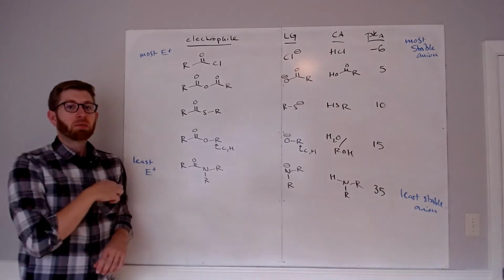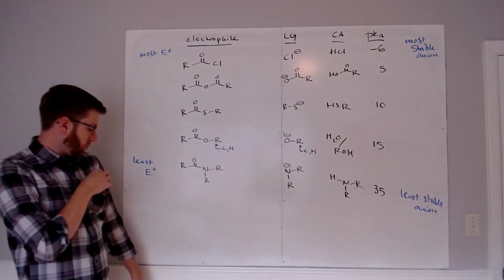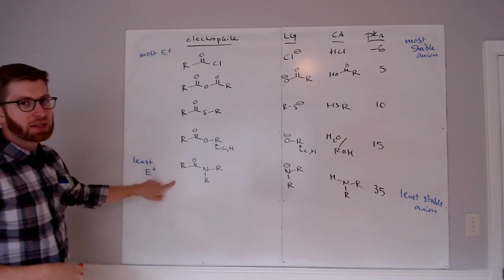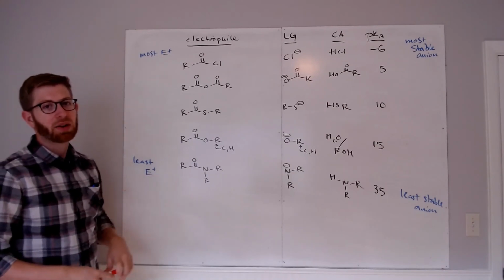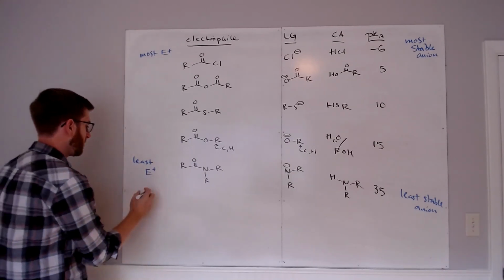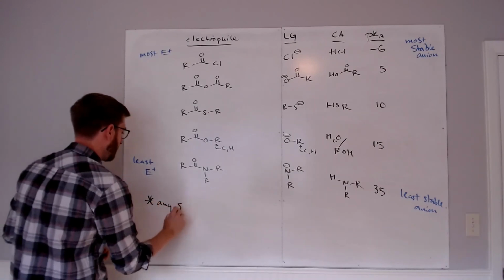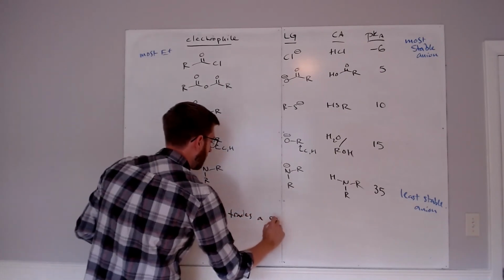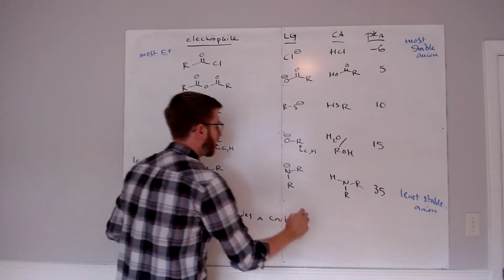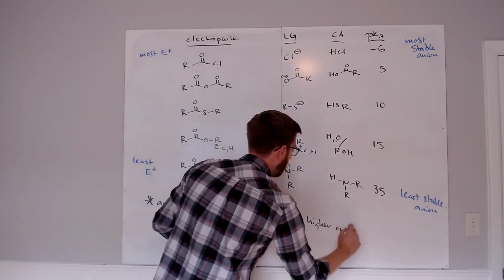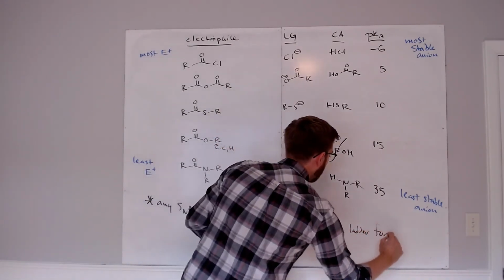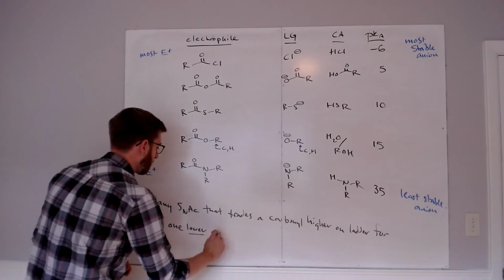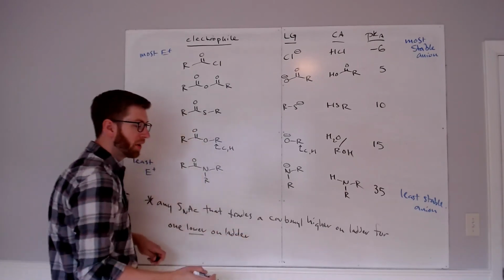This is going to be helpful for us because what we've basically done is created a system where we can go from this electrophile to anything below it in the table, and that will be a favorable SNAc reaction. So another way of saying that is that any SNAc that trades the carbonyl higher on the ladder for one lower on the ladder will be favorable.